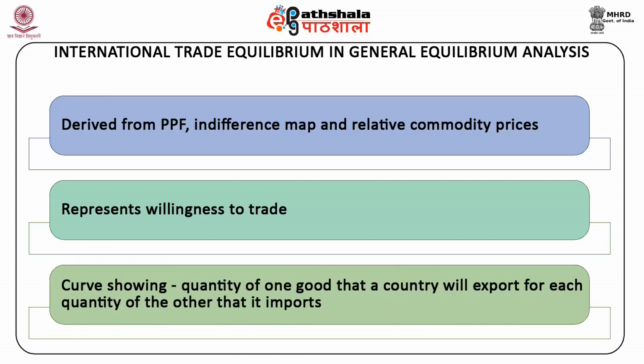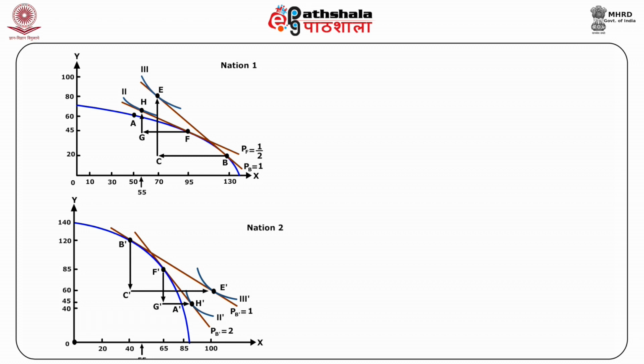It is a curve showing for a two good model the quantity of one good that a country will export or offer for each quantity of the other that it imports. Also called the reciprocal demand curve, it is convenient for representing both exports and imports in the same curve and can be used for analyzing tariffs and other changes. Let us now look at the derivation of the offer curve diagrammatically.